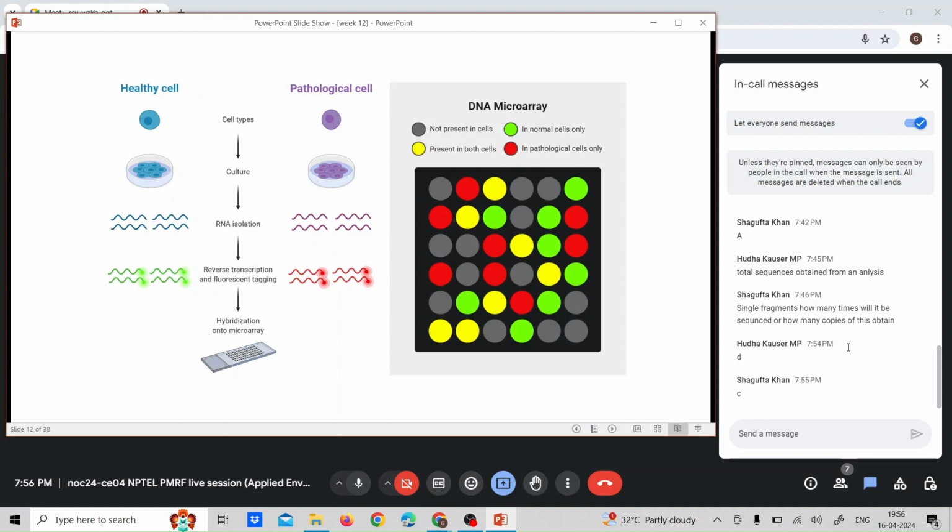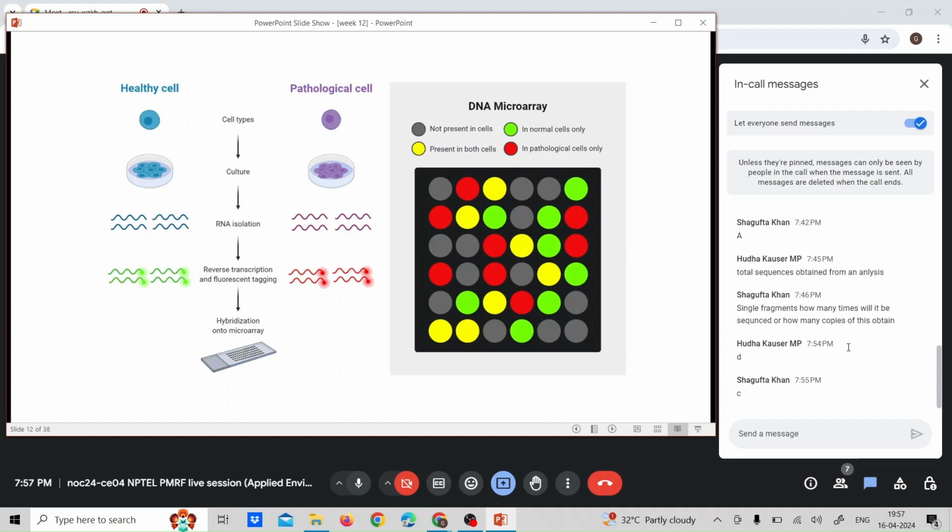So this is a DNA microarray. In this, we are going to hybridize. We have a healthy cell as well as pathological cells. We isolate the RNA from these cells and do reverse transcription. If you do, you will get cDNA, and you tag it and hybridize it onto a microarray plate. So in this, you can differentiate which are the normal cells, which are the pathological cells, and which are common and which are not present.